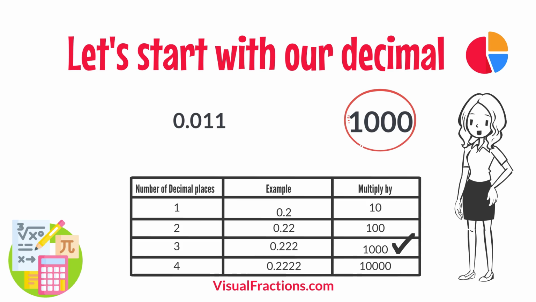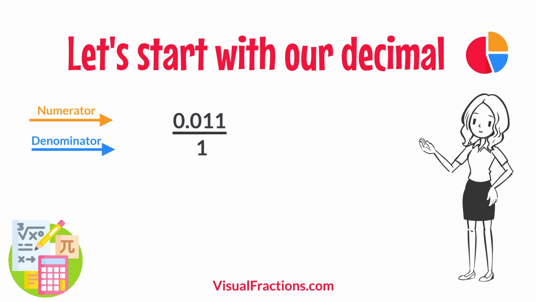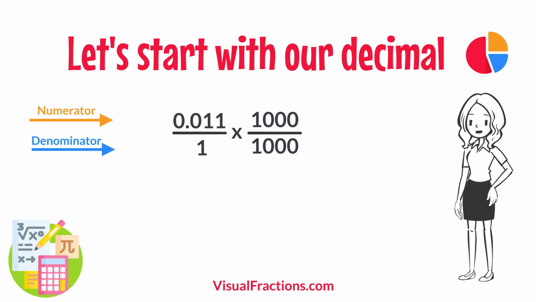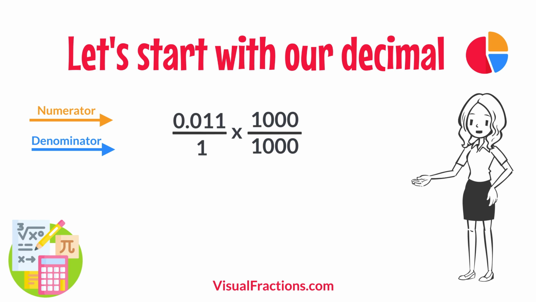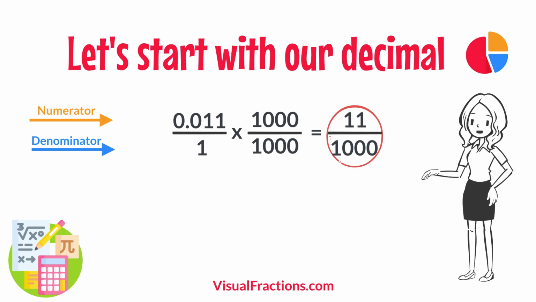To convert this decimal into a fraction, you initially put 0.011 over 1, essentially treating the decimal as the numerator in a fraction where the denominator is 1. This sets up the conversion process where we multiply both the numerator, 0.011, and the denominator, 1, by 1000 because there are 3 decimal places. So, 0.011 times 1000 gives us 11, and 1 times 1000 gives us 1000. This translates 0.011 to the fraction 11 over 1000.